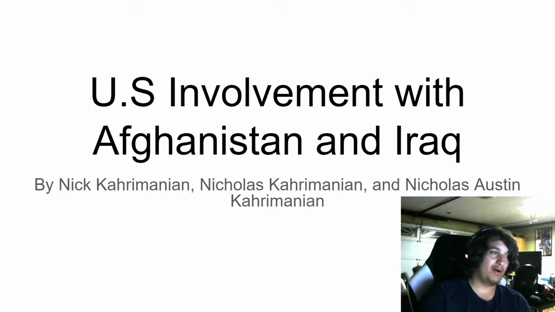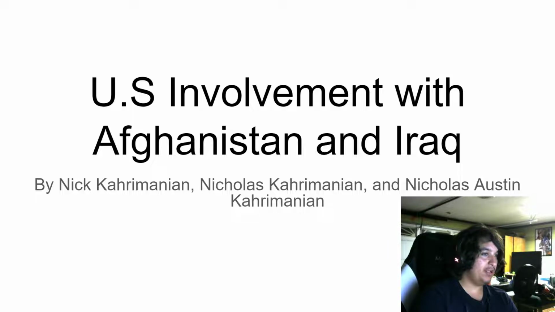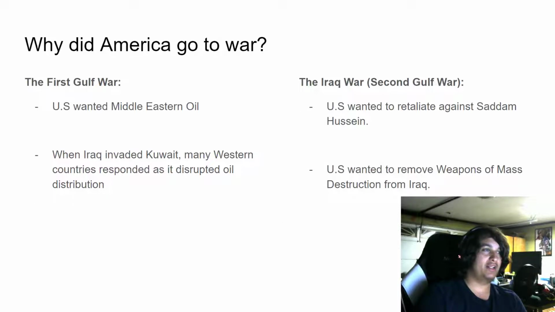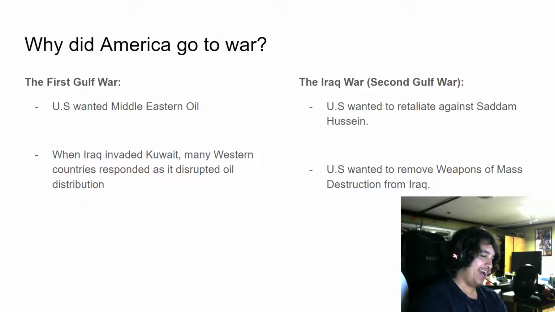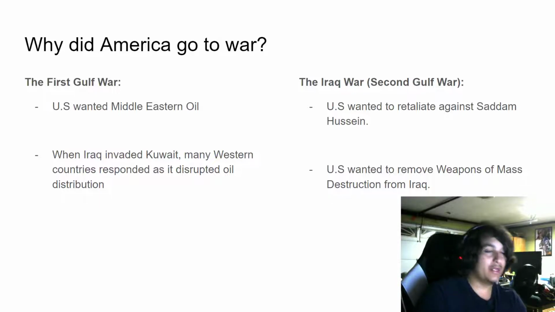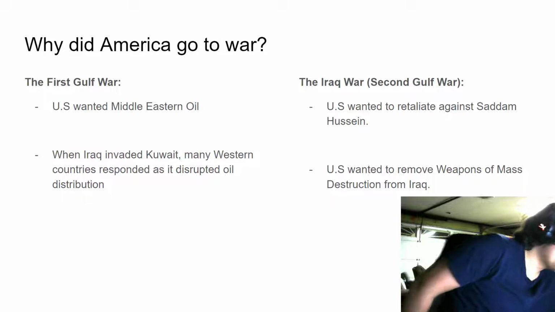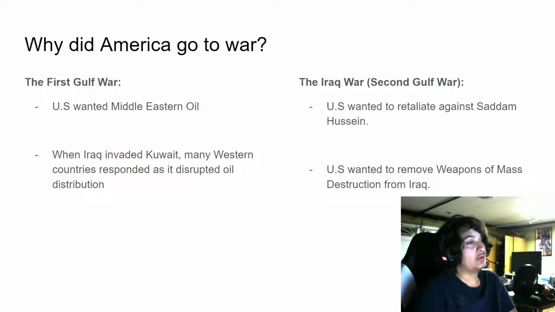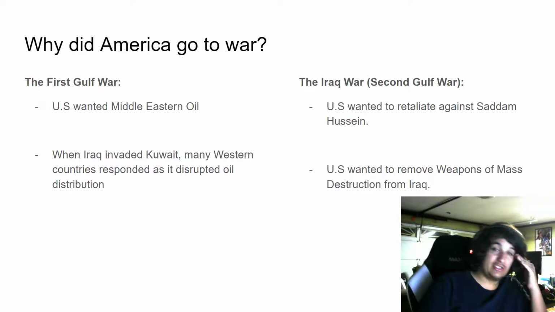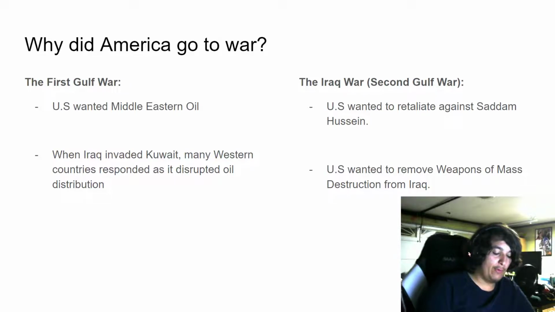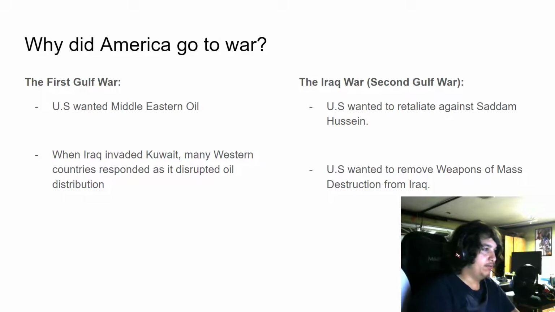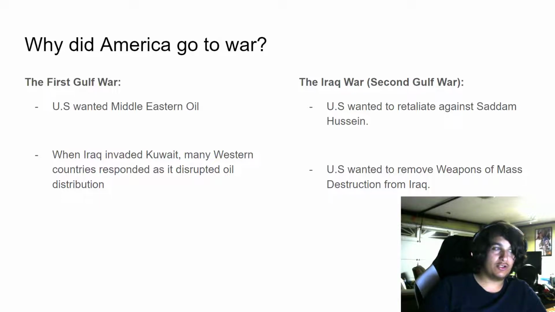All right, so U.S. involvement with Afghanistan and Iraq by Nick Karamanian, Nicholas Karamanian, and Nicholas Austin Karamanian. So why did America go to war? America first wanted to go to war in the first Gulf War because the U.S. wanted Middle Eastern oil. When Iraq invaded Kuwait for the oil-rich region, it destabilized a lot of the resources and prices that many of the Western countries needed. They needed their oil to sustain their societies. So the US and other countries went in to secure it.